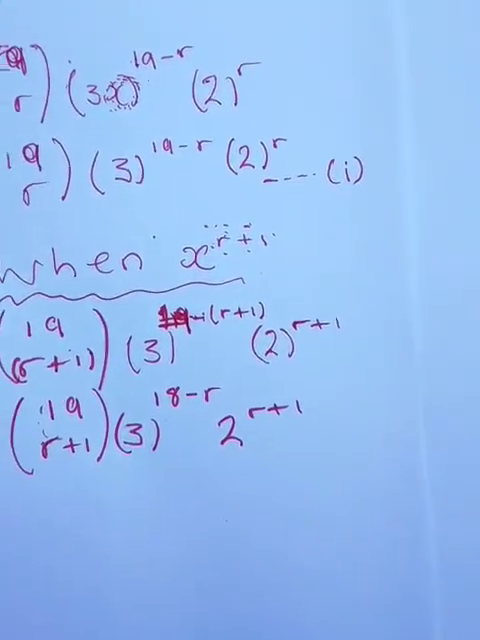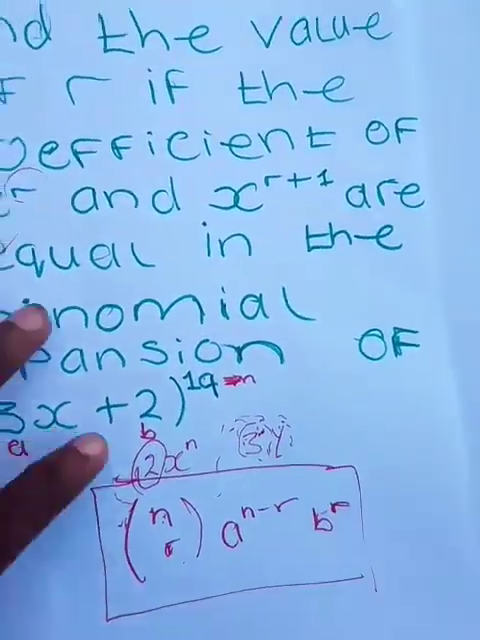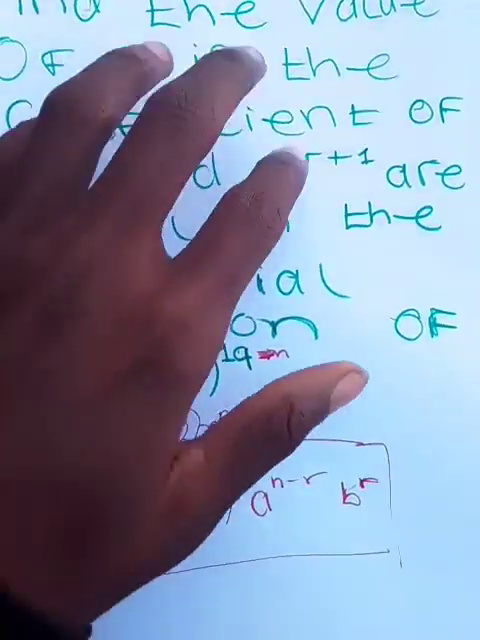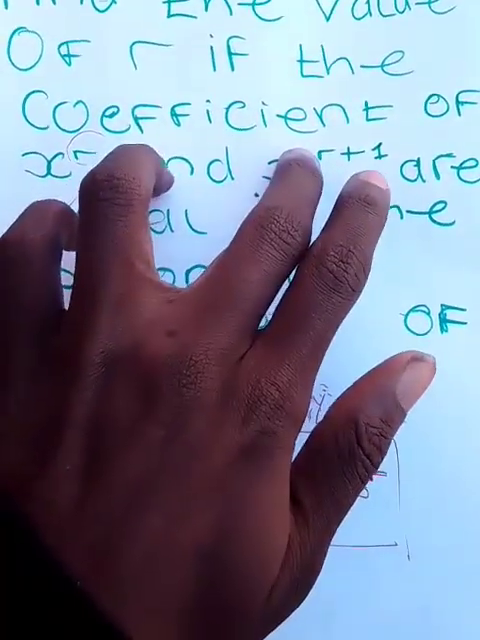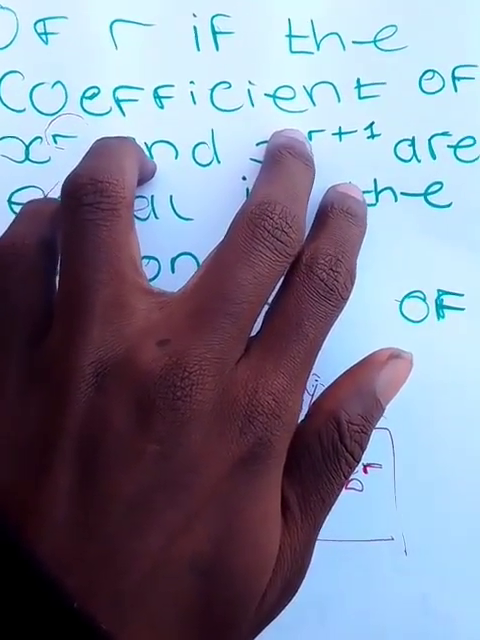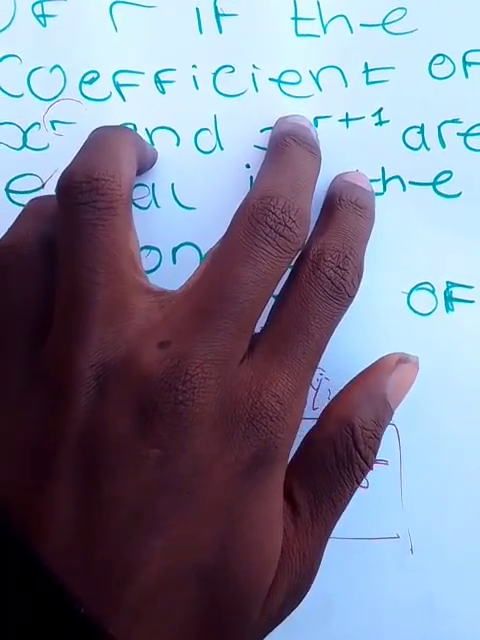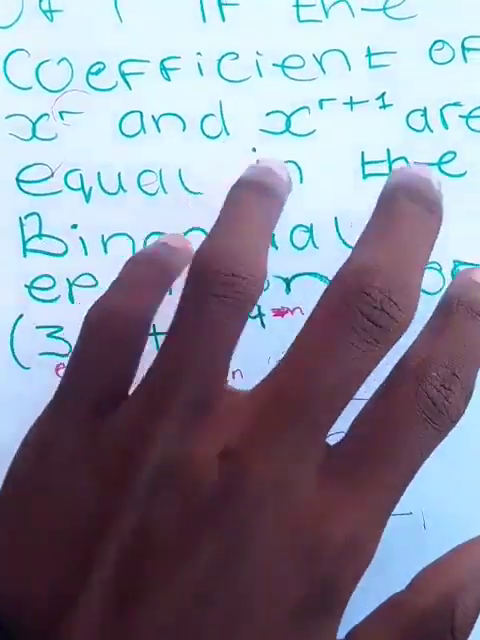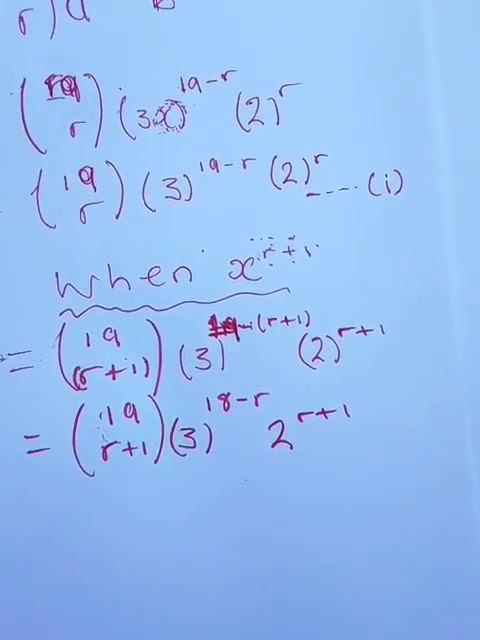I think now let's go and read the question carefully. Now look, what did they say? They say find the value of r if the coefficients of this and this. We have somehow managed to come up with the coefficients, right? Those are the formulas for the coefficients. So we have come up with this one. Now they're saying that those coefficients are equal in the binomial expansion for this one. There is the word equal there.